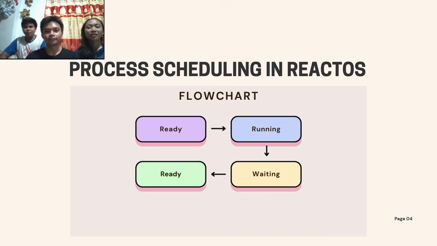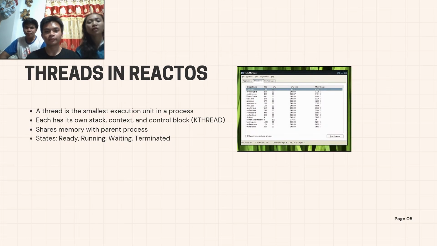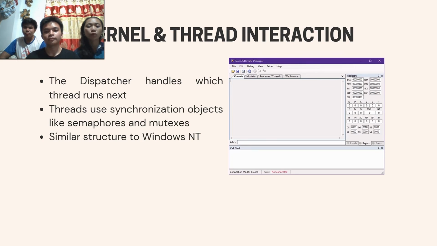Threads in ReactOS. In ReactOS, a thread is the smallest unit of execution. It's like a mini program running inside a process. Each thread has its own stack, CPU context, and control block called the thread block, but all threads inside the process share the same memory space. Threads can be in different states: ready, running, waiting, or terminated depending on what they're doing. The operating system manages threads through the scheduler, which decides which one should run next based on their priorities. Example: when you open multiple tabs in a browser, each tab might have its own thread running in parallel.